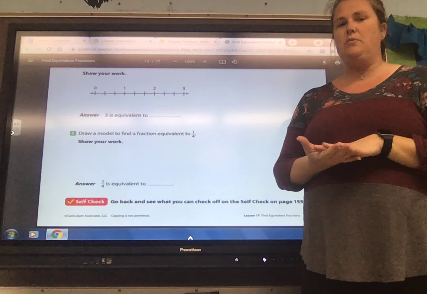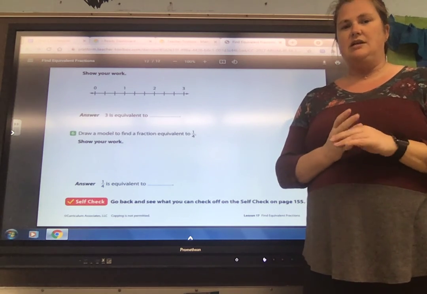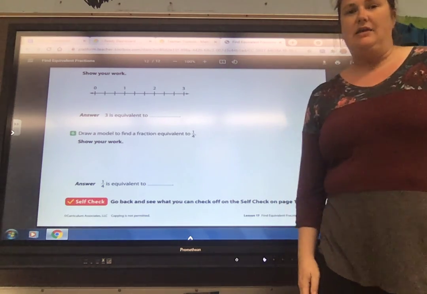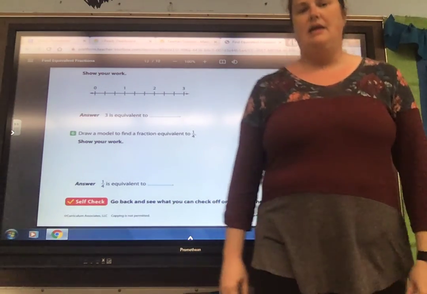So next week we'll be working on comparing fractions using greater than, less than, or equal to. This past 2 weeks we've just worked on making them equal. But now we're going to start seeing how to compare them in our next 2 weeks.